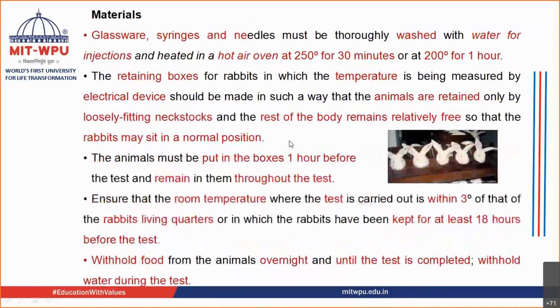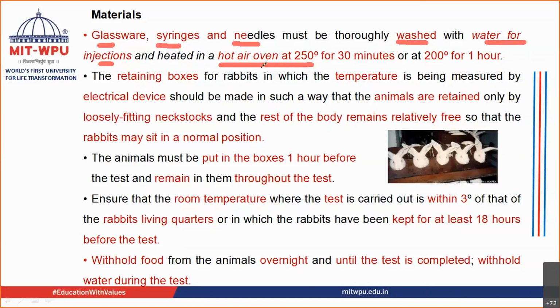Moving further, what are the materials that you are going to use? For the test, you require glasswares, syringes, and needles. All of these should be properly washed with water for injection. They should be heated in a hot air oven at 250 degrees Celsius, so that any microorganism present on them is destroyed. They should be totally free from pyrogen, totally sterile in nature, and free from any microbial contamination.